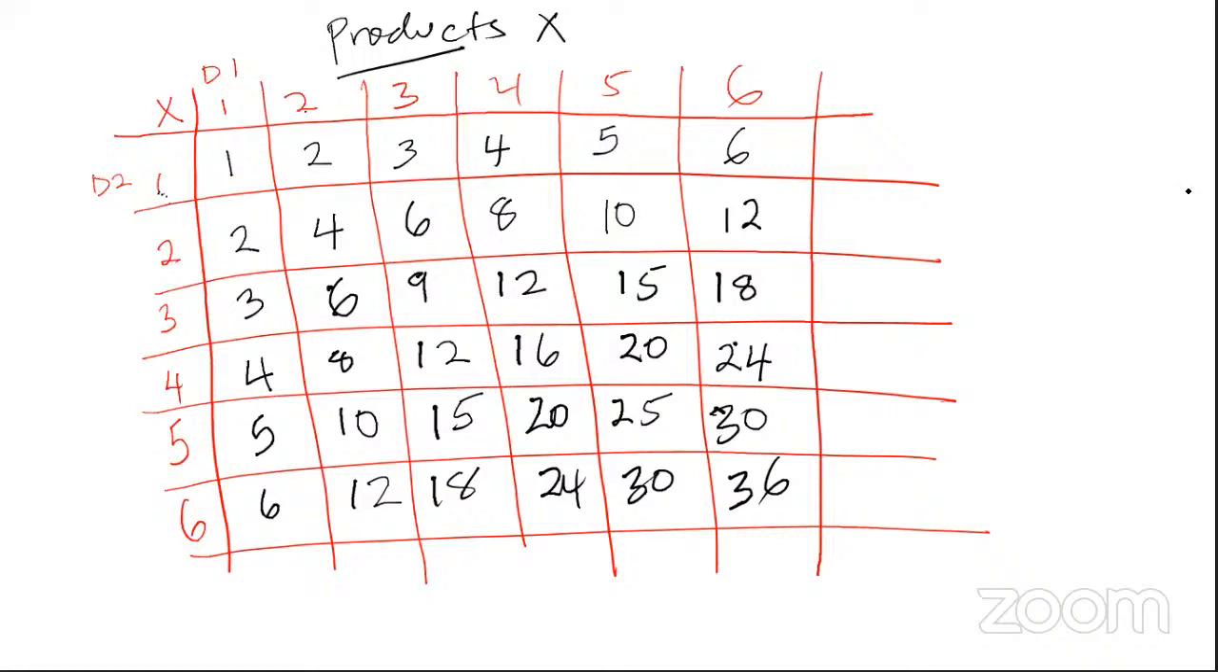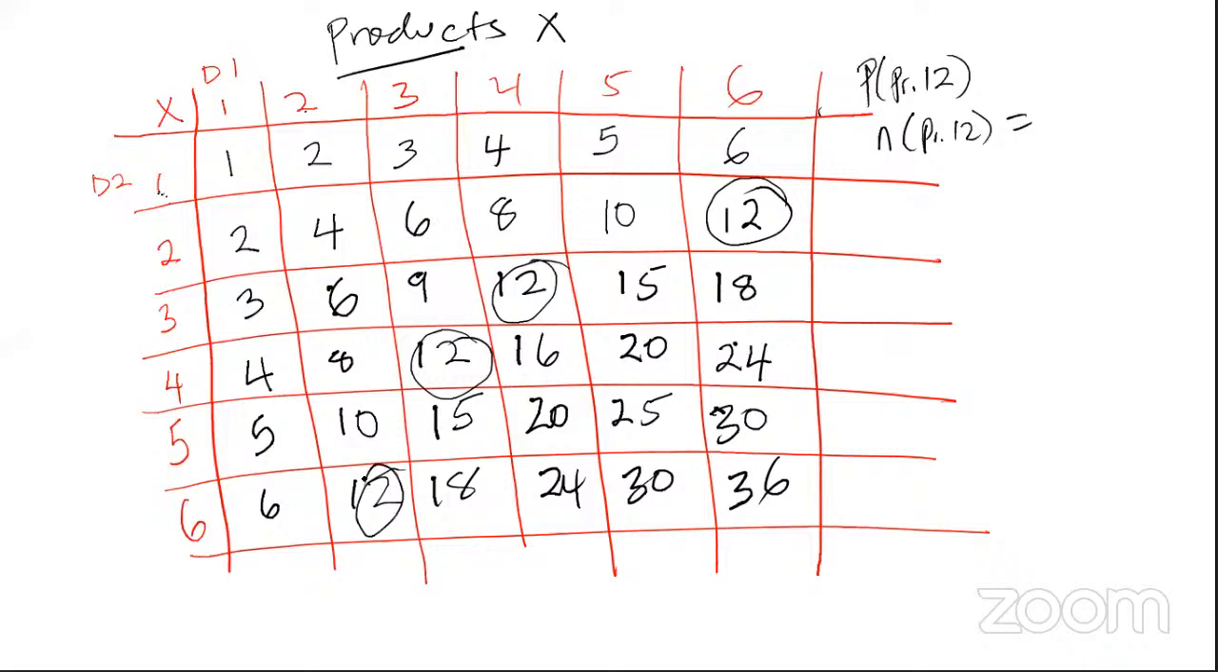So members, this is how we are generating our outcomes. When you draw your table of products, you can ask, what is the probability of finding a product of 12? You look at the outcomes: how many 12s are there in our table? We have 1, 2, 3, 4. So the number is 4. Our probability of a product of 12 will be the number of 12s out of the number in the sample space.